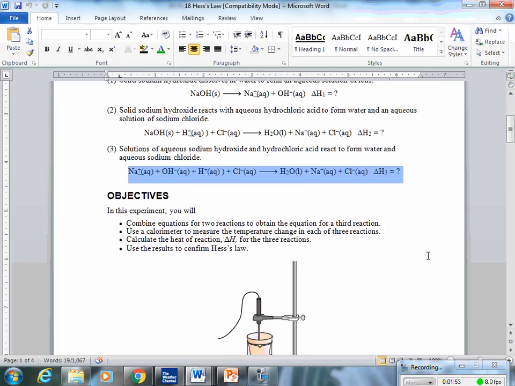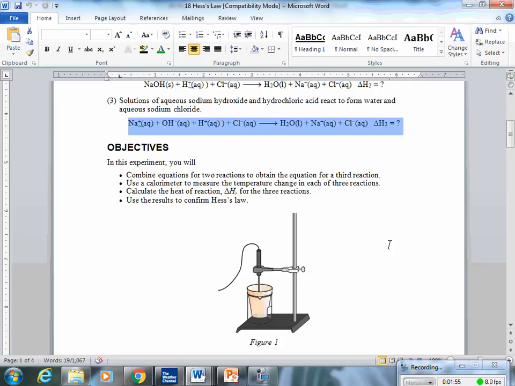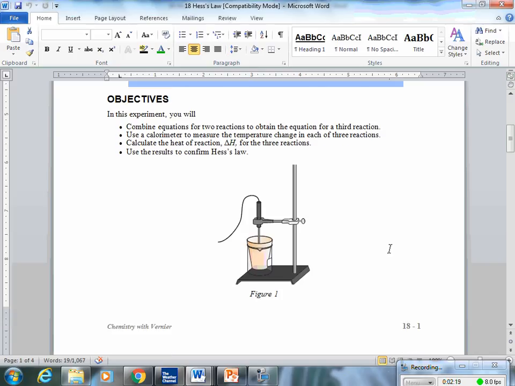The objectives of this experiment will be to combine equations for two reactions to obtain an equation for a third reaction. Use a calorimeter to measure the temperature change of the three reactions. Calculate the heat of the reaction, delta H, for the three reactions, and use the results to confirm Hess's law. Right here is the setup that we will be using for the calorimeter. We've used this before, so that's nothing new.